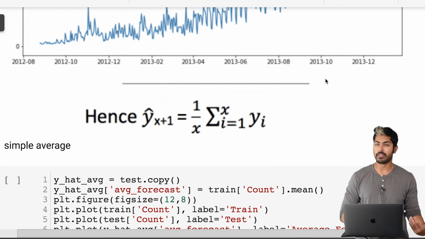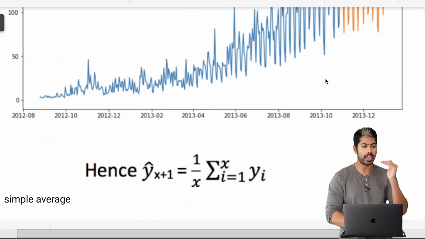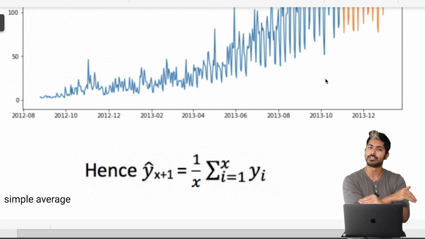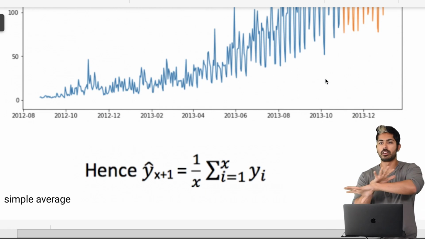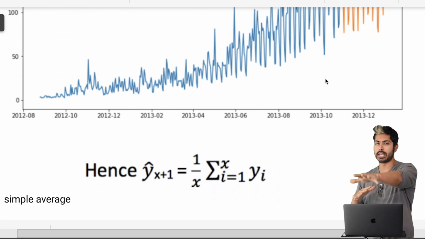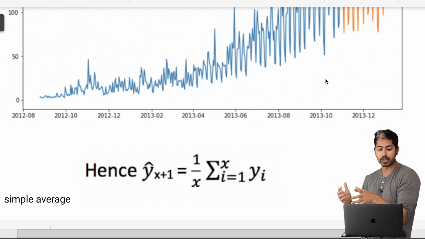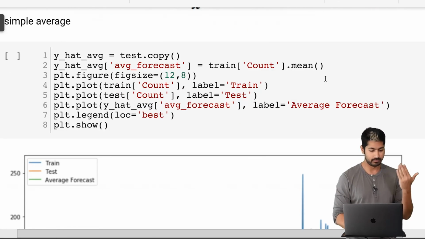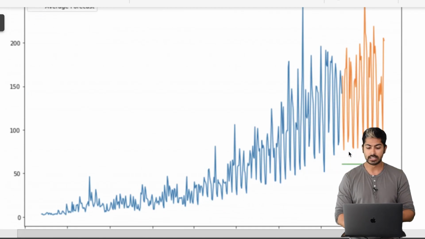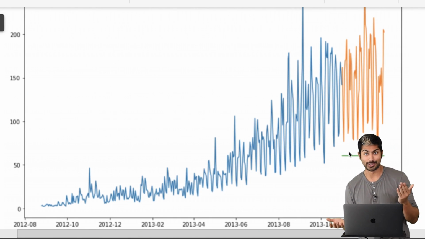Well, instead of saying the next price is going to be the previous day's price, let's say the next price is going to be the average of all the different days' prices that came before it. So it's the average. This is called a simple average. And then we'll code that, and then this is the result. So it's kind of even worse, actually.